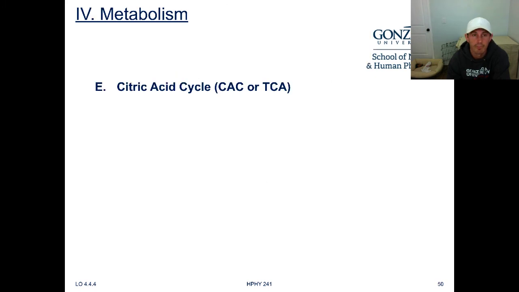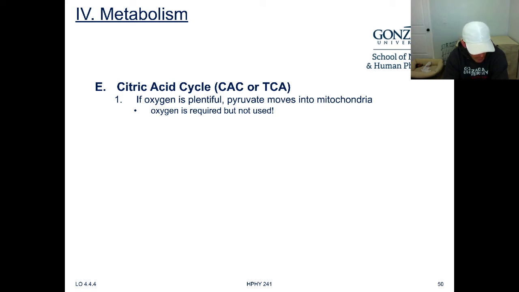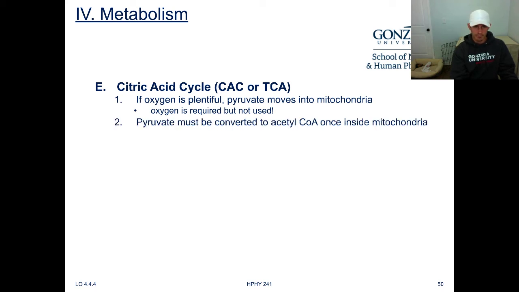Okay, so let's talk about the citric acid cycle. CAC, or TCA for tricarboxylic acid. You might also have learned this through what's called the Krebs cycle. So there's really three different ways people refer to it. I think the book uses citric acid cycle, so that's what I'll try to use. Most of the time oxygen is plentiful, so the pyruvate that's produced during glycolysis moves into the mitochondria.